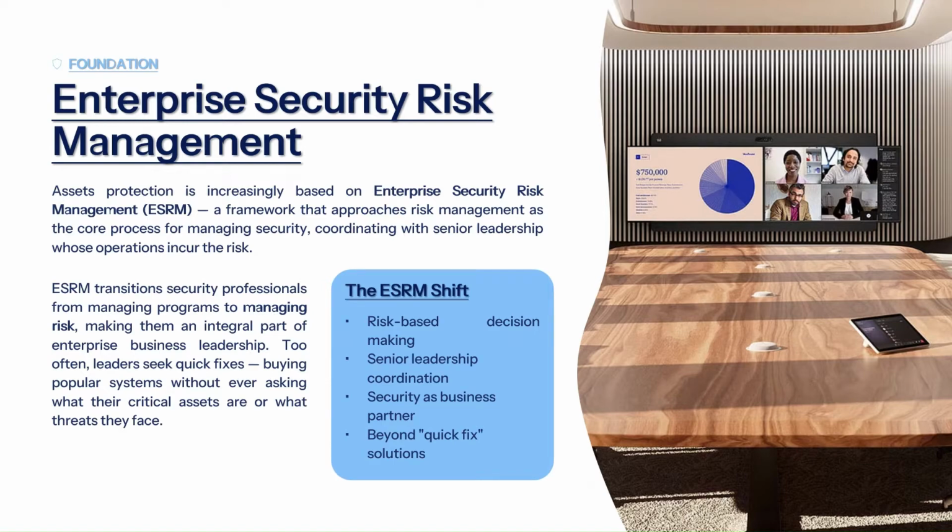Under the ESRM model, security leaders work closely with asset owners and senior leadership. Together, they evaluate risks and determine acceptable levels of protection based on business impact and resource considerations. This approach ensures that physical security measures are not implemented in isolation. Instead, they are aligned with enterprise goals, operational requirements, and overall risk management strategies. By integrating physical security into the broader ESRM framework, organizations create a balanced, accountable, and business-focused protection program.